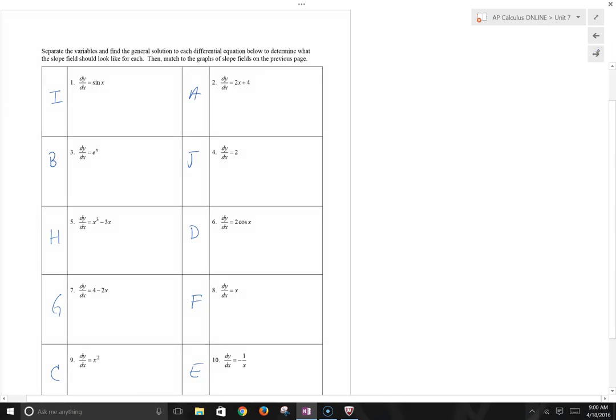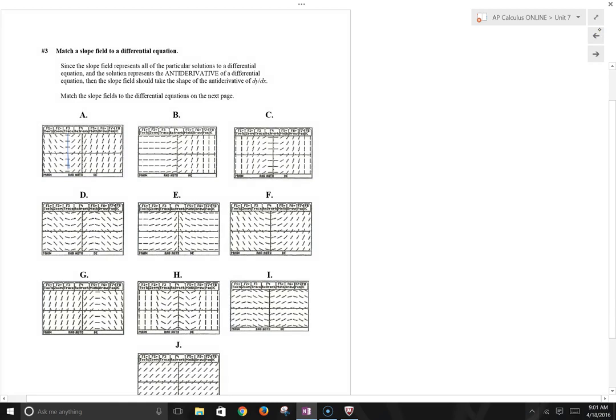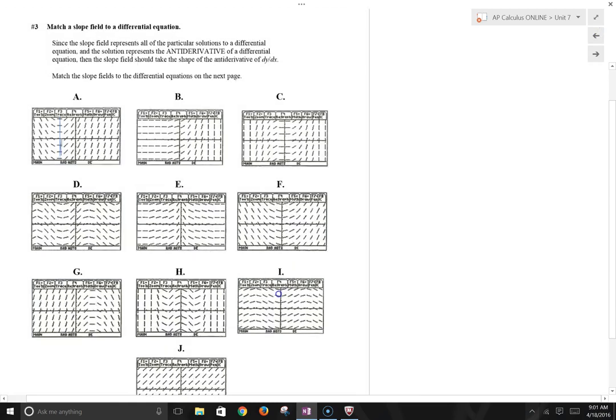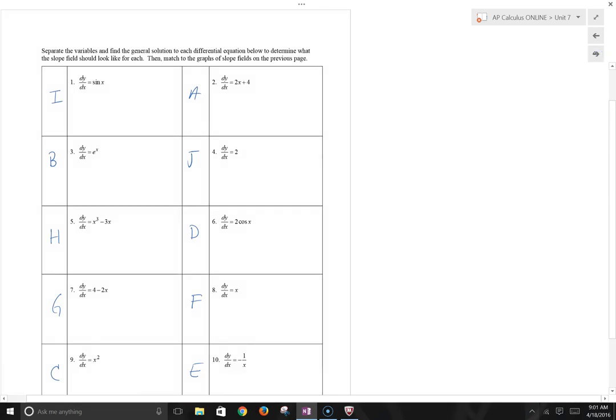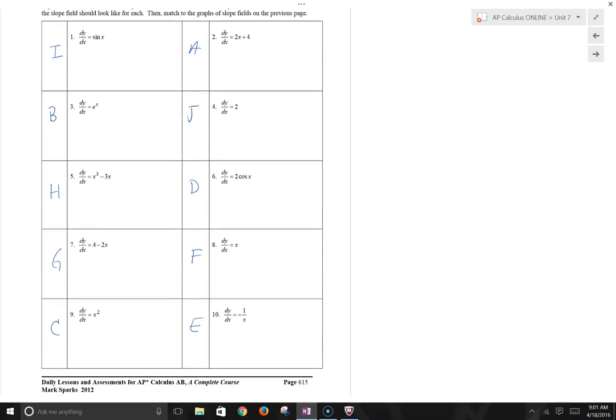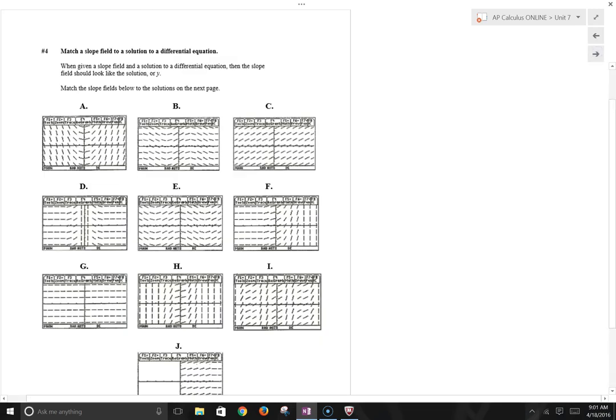B is e to the x, and so the solution would be e to the x plus something. So for something that looks like e to the x, and that looks like e to the x, it looks like an exponential function. Alright, so if you have questions with these, please email me and let me know. We can discuss it. Otherwise, we're going to go ahead and move on to the next one.